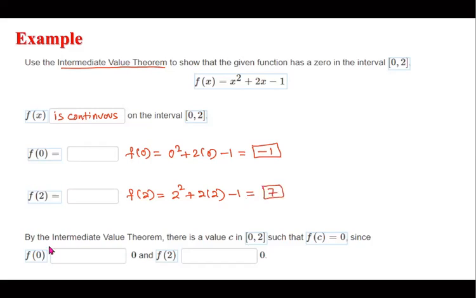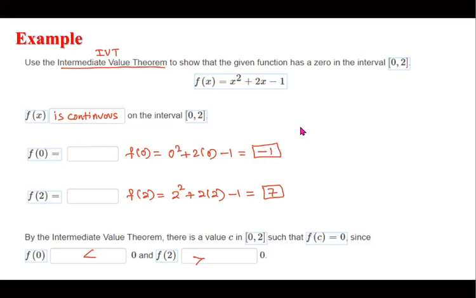So clearly you can see that f of 0 is negative, that is, f of 0 is less than 0, whereas f of 2 is greater than 0 or positive. Meaning of that is there is a root. There is one value in between which will be 0. That's why we can say that the function has a 0 in that interval. So intermediate value theorem, sometimes referred to as IVT, can help you to determine whether there is a 0 in the given interval or not. So this is how we can apply the intermediate value theorem to determine whether there is a 0 in the given interval or not.